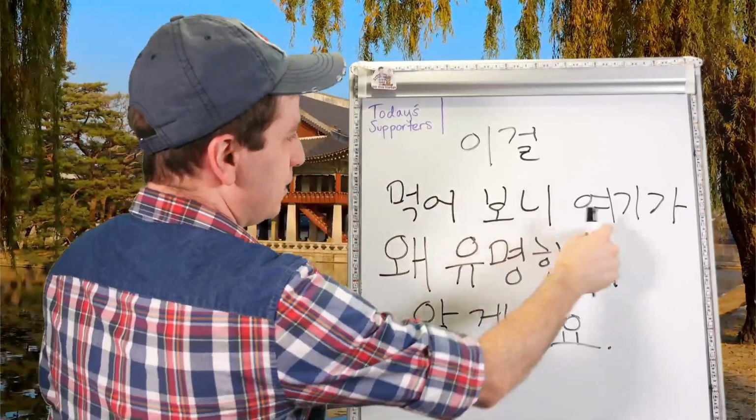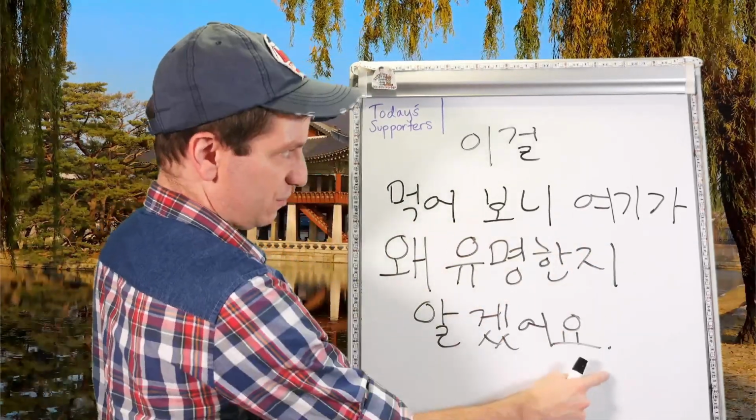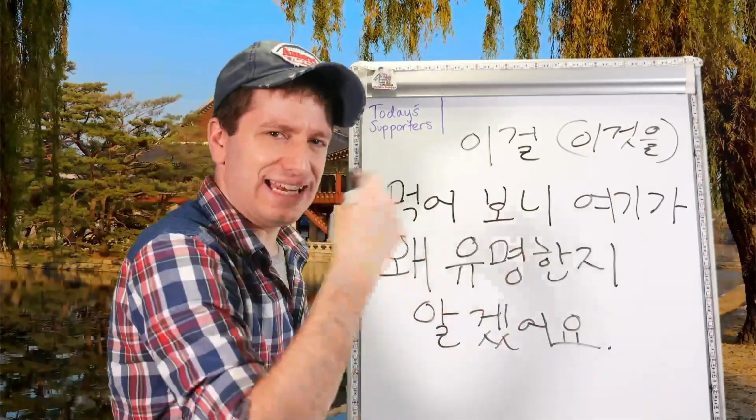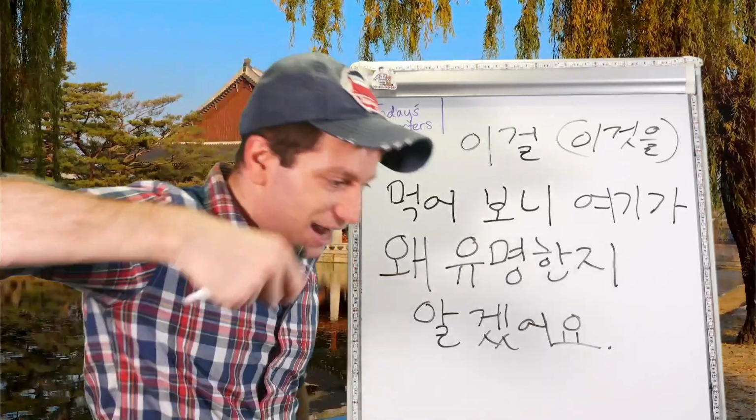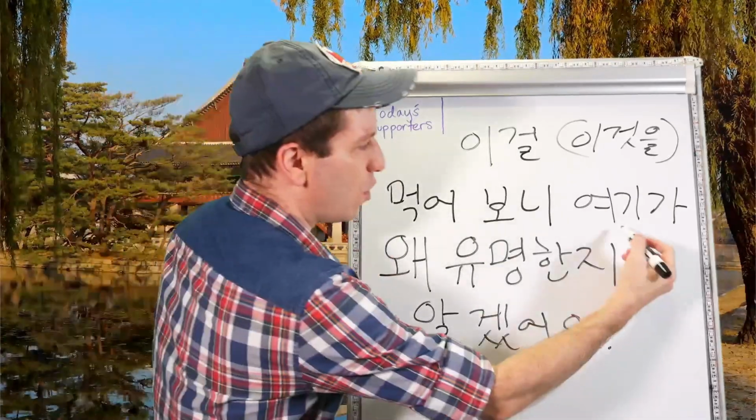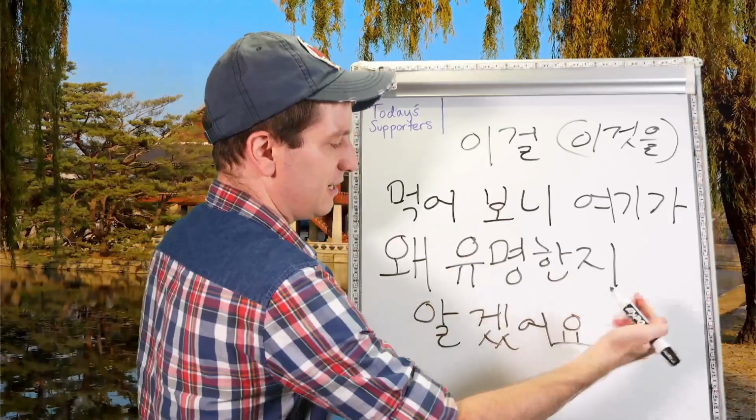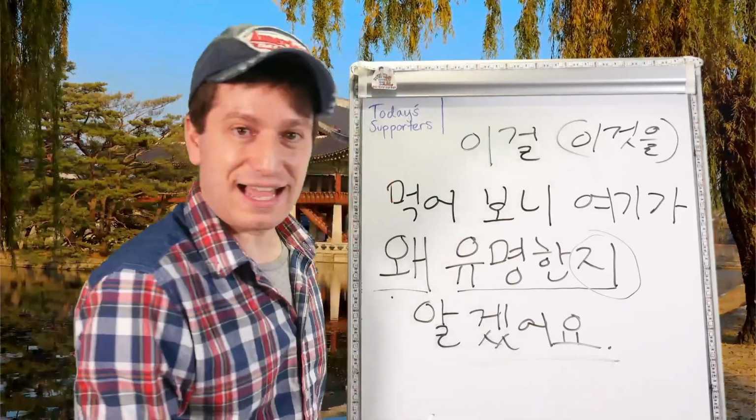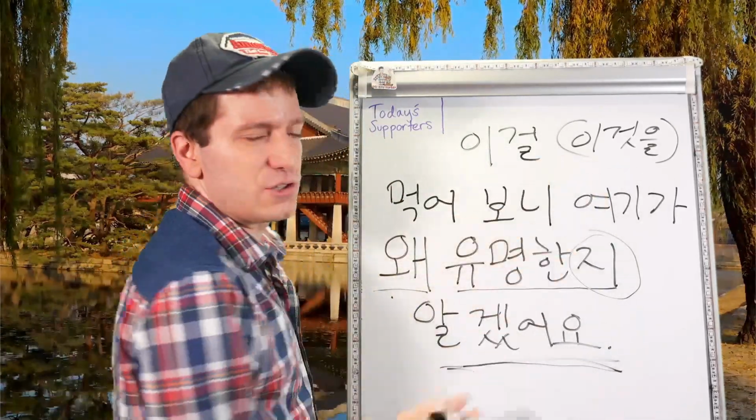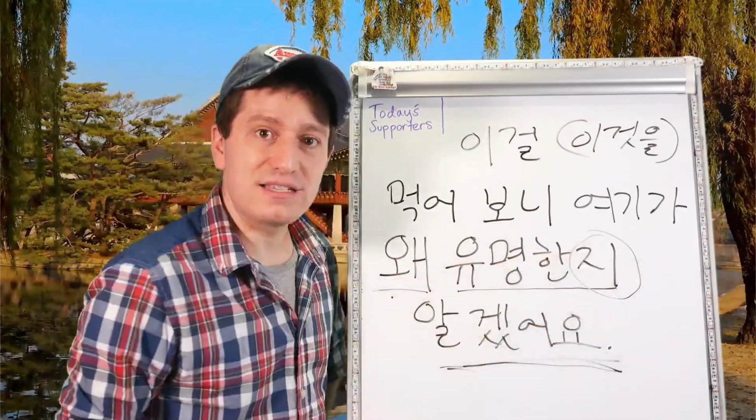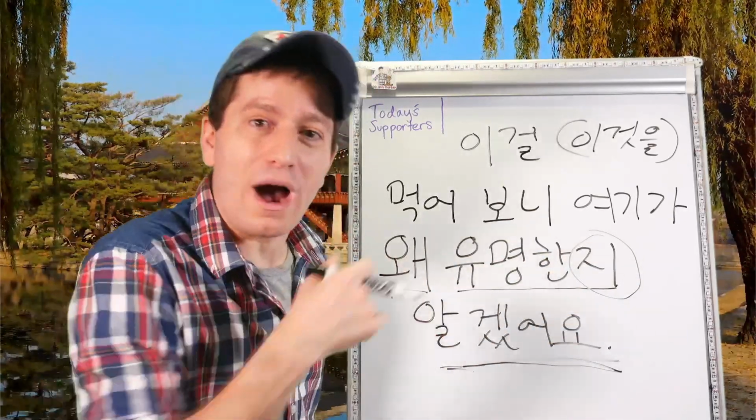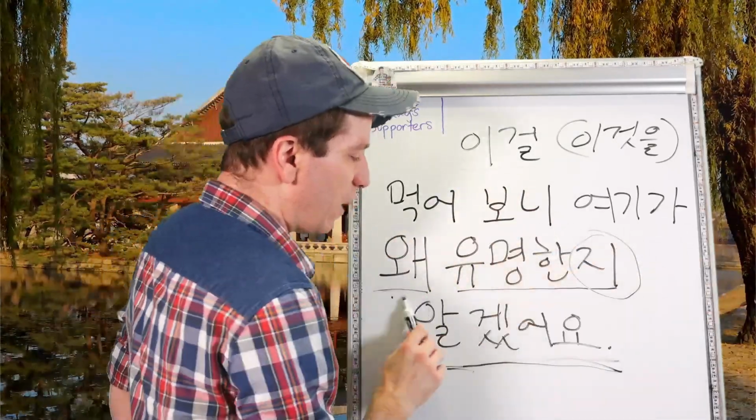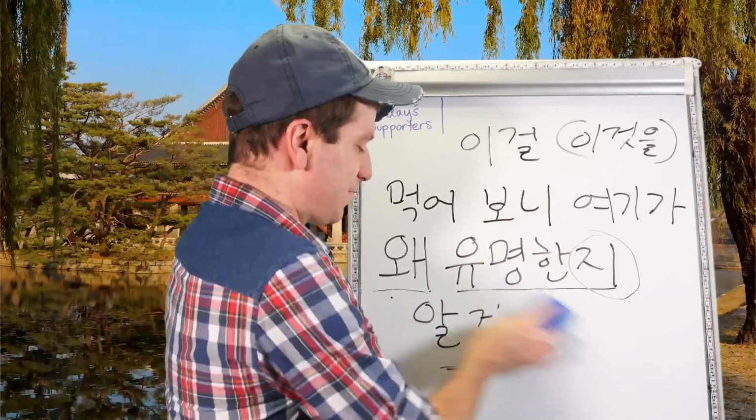이걸 먹어보니 여기가 왜 유명한지 알겠어요. 이걸. This is the same as 이것을. 먹어보다. So to try eating. So I never had tried this before, but after I tried it, I realized that 여기, here, 왜 유명한지. So why this place is famous. 알겠어요. So I've got it. 알겠다. I understand. 이걸 먹어보니. So after I tried this, I realized why this place is so famous. Or I now know why this place is so famous after I tried eating this. 이걸 먹어보니 여기가 왜 유명한지 알겠어요.